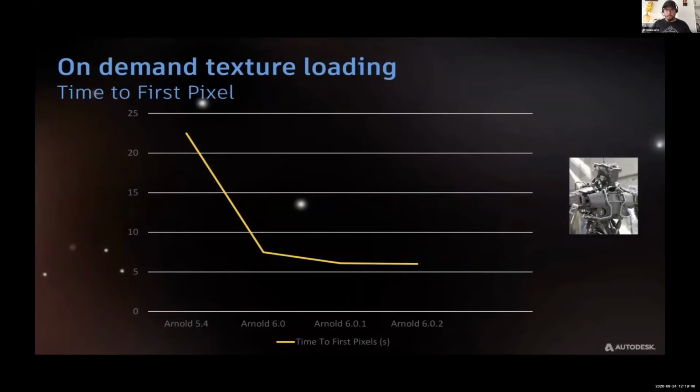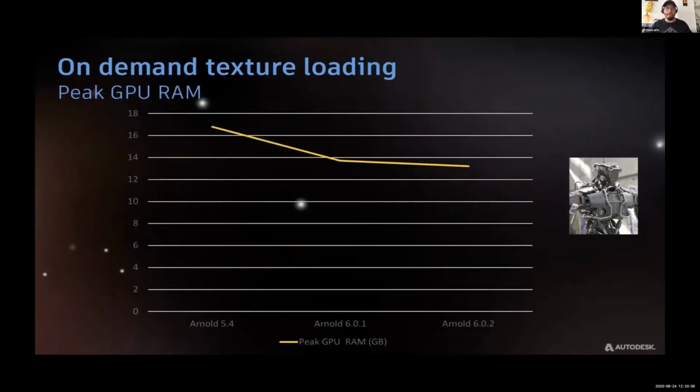How does this work? Basically, you're going to tell Arnold, so Arnold's going to tell the GPU, okay, you don't need to load in RAM any textures that are not shown on the screen. So that's one of the things, and we've managed to reduce the time to first pixel from 1 minute to even like 5 seconds in certain examples. So this is quite important. This is going to improve on every version of Arnold. Another advantage is the peak GPU RAM. We now consume a lot less RAM than before due to the same technique that I just explained.